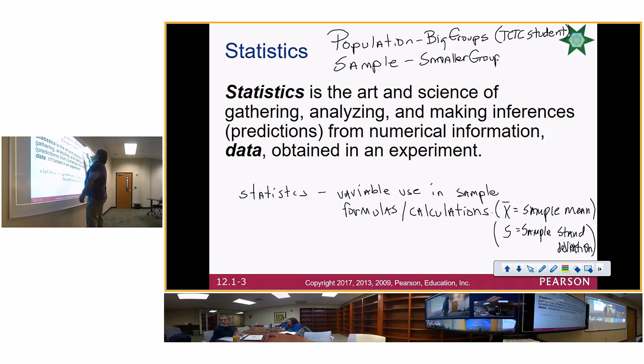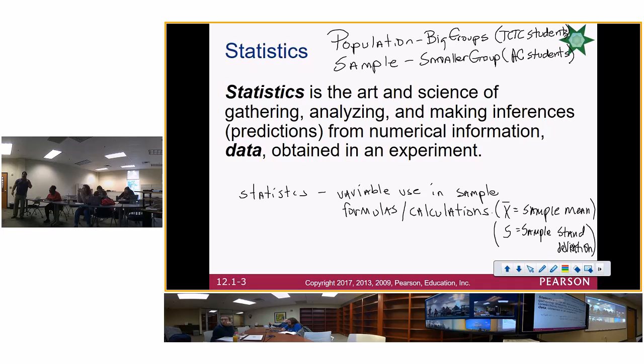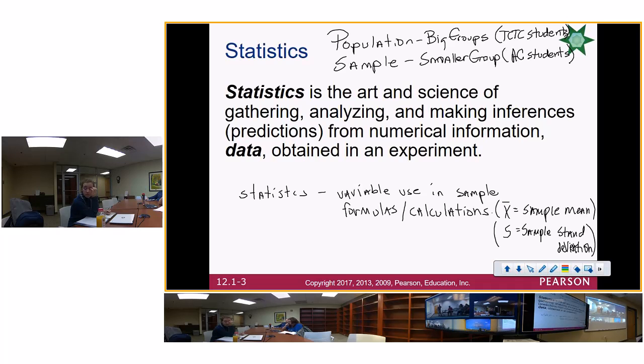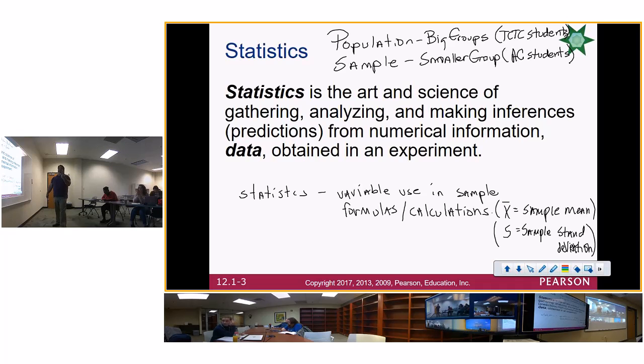Now, why would we want to use a smaller group? Because of the two most important things in life. What are they? Food. No. Next to food. What are the two most important things in all of our lives? Water. Technically, it's food. Time. Shelter. And what? Money. Time and money. That's the two most valuable things in our lives.